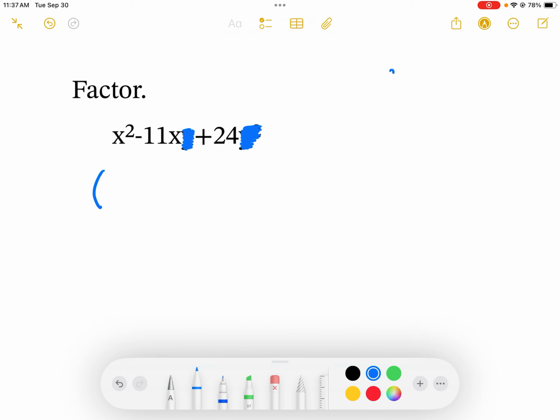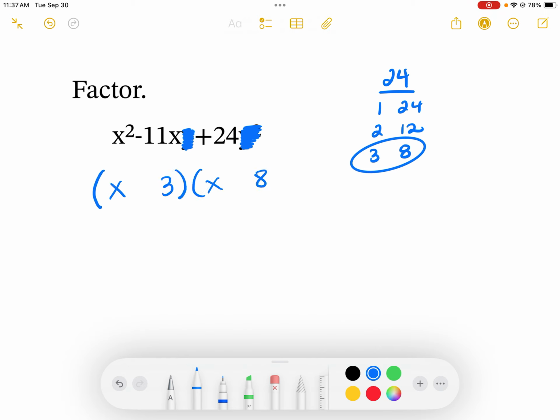So x squared minus 11x plus 24. I'm looking for factors of 24, and they need to add up to 11. So 1 and 24 does not, 2 and 12 does not, but 3 and 8 does. So that will be the factor pair I use. Now, let me go ahead and put those. So we've got x and 3, then an x and an 8.